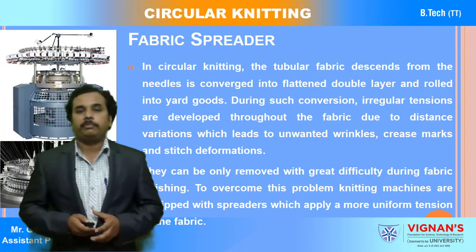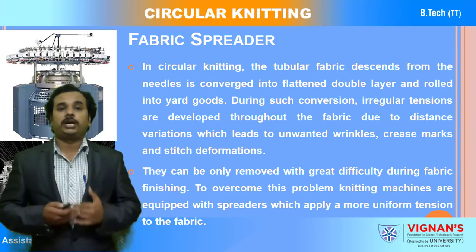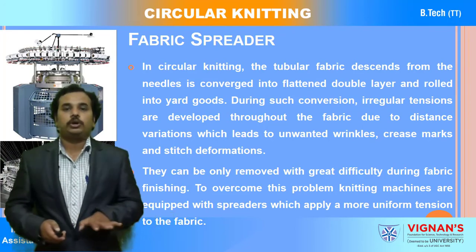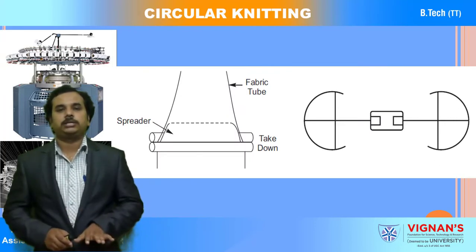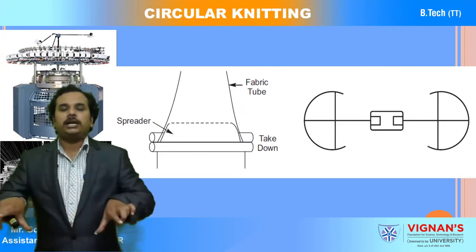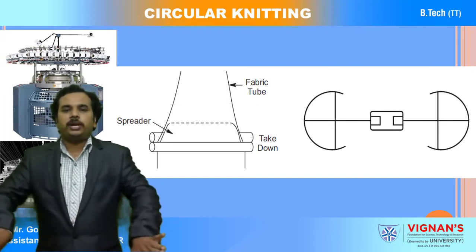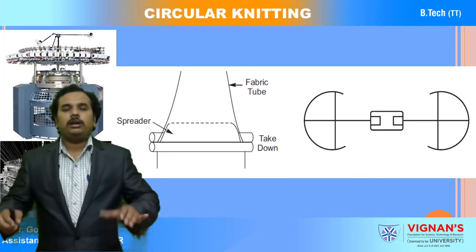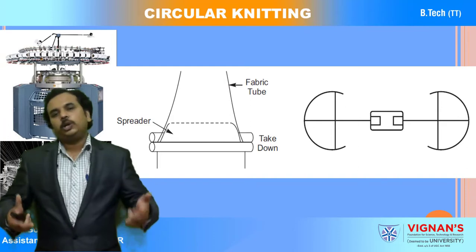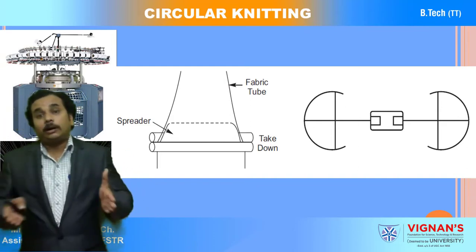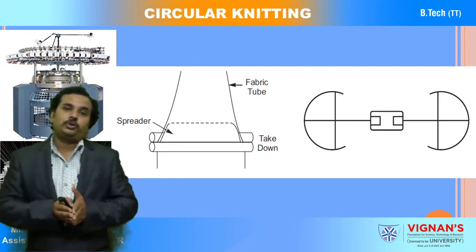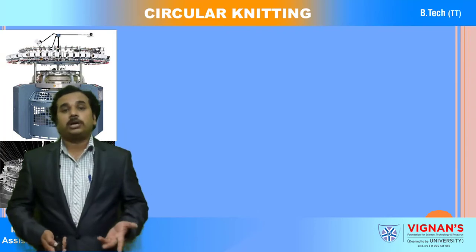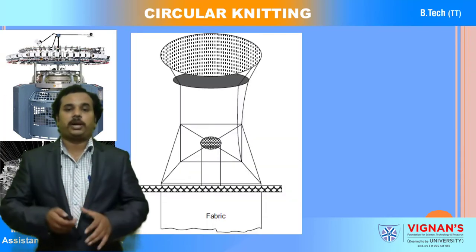So that is one of the drawbacks. Because of that, we require a fabric spreader to spread the fabric uniformly. You can see here what exactly the spreader is. Inside the tubular fabric there will be spring-type supportive metal parts, so that the fabric is evenly spread. Then through the takedown rollers, that compressed fabric or double layer tubular fabric is going to be wound into the cloth roller.